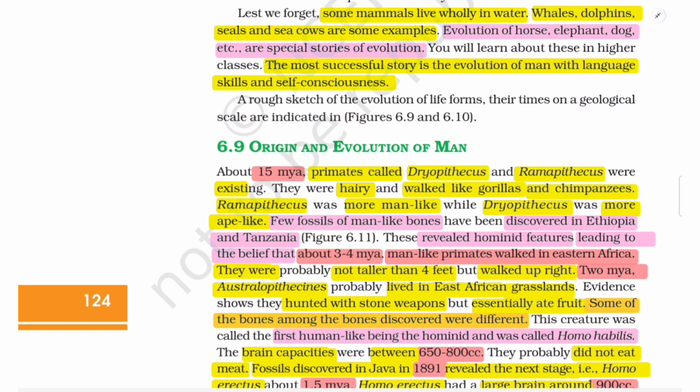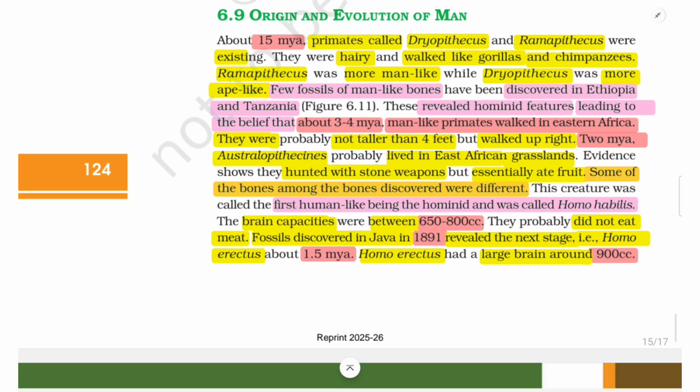Evolution of horse, elephant, dog, etc. are special stories of evolution. You will learn about these in higher classes. The most successful story is the evolution of man with language skills and self consciousness. A rough sketch of the evolution of life forms, their times on a geological scale are indicated in figure 6.9 and 6.10.